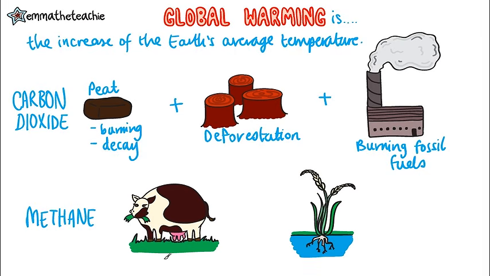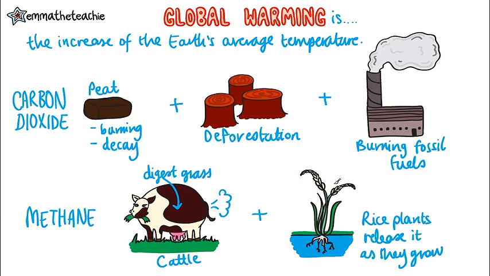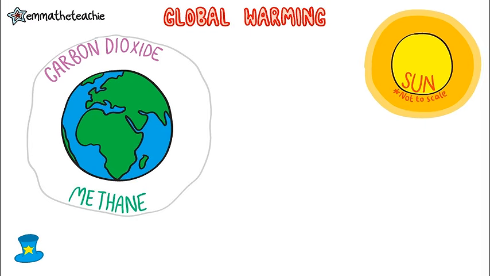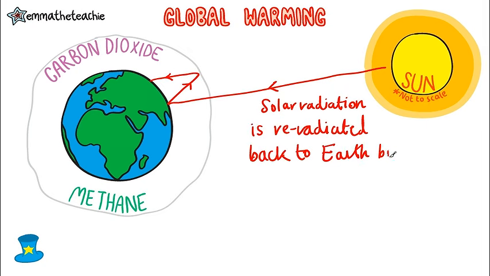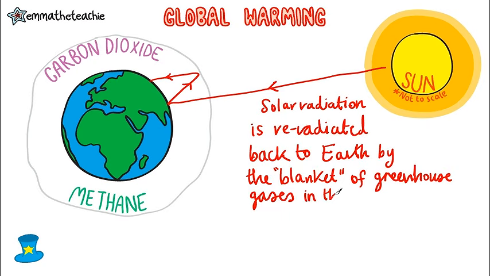But methane is also on the rise. Cattle release methane as they digest grass, and rice fields release it as they grow. Both carbon dioxide and methane cause global warming by creating a greenhouse effect. This is when solar radiation from the sun is prevented from escaping our atmosphere by the blanket of greenhouse gases. Instead, it gets re-radiated back to the Earth, increasing the surface temperature.